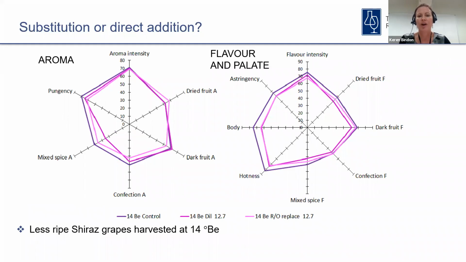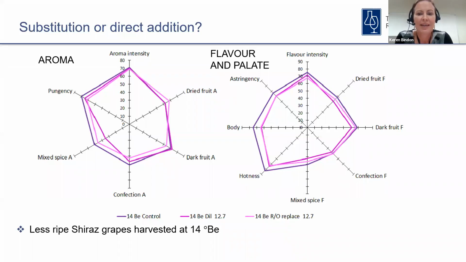Moving on to the trial which looked at less ripe fruit. So this is Shiraz grapes harvested at 14 Baume. One can see here, separating that aroma and flavor and palate, that in fact there were quite larger differences brought about by the dilution treatments here. In this case, the dilution went down to 12.7 Baume. So this was perhaps a slightly larger proportion than we talked about earlier, so it was 10%.